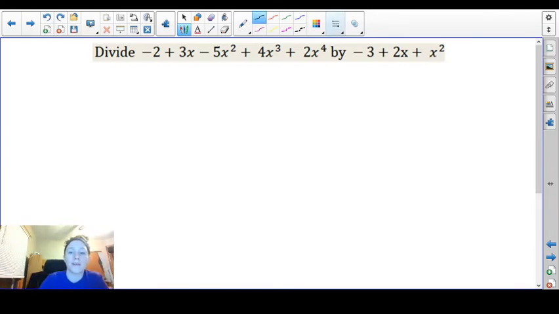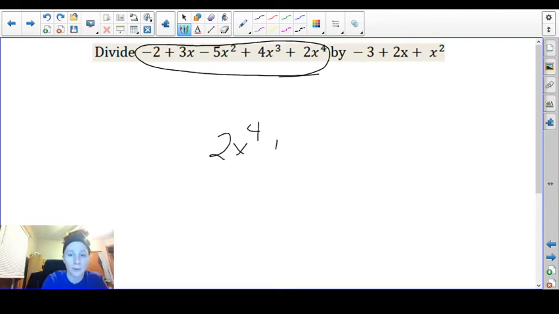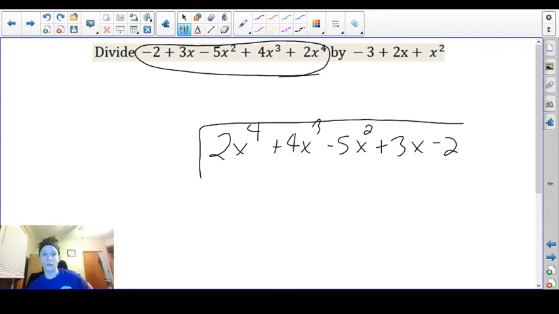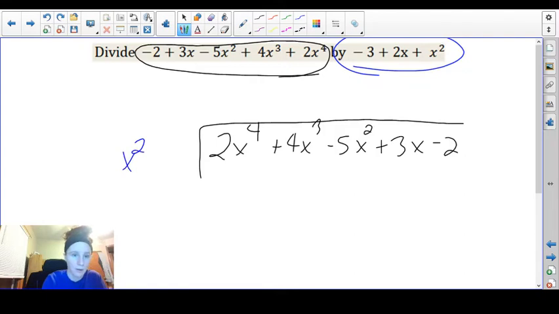So first, again, we're going to identify what we divide by, which is the bigger guy, and we're going to write it correctly, so in descending order. So 2x to the 4th plus 4x cubed minus 5x squared plus 3x minus 2. And again, we want to make sure that we bring all signs associated with our numbers with it. So if I see a negative, I need to stick a negative with the number it's attached to. And then same idea, here's what I'm dividing by. I need to go in descending order. So x squared plus 2x minus 3.